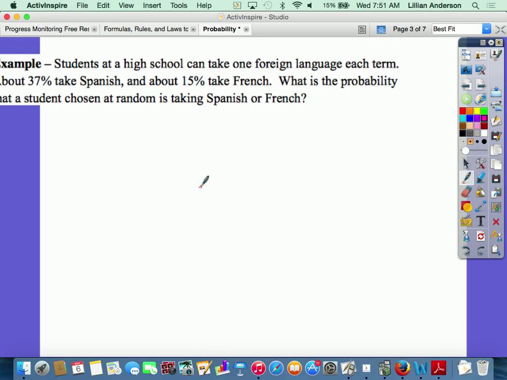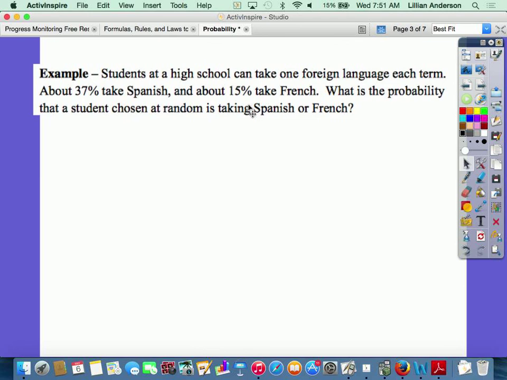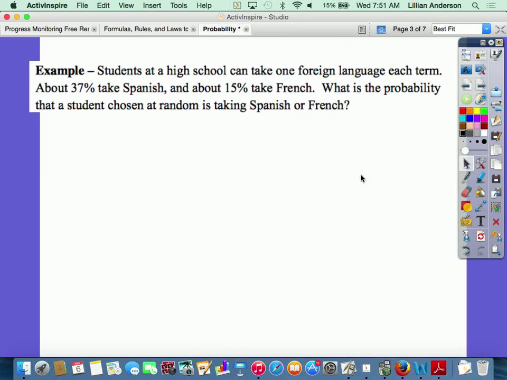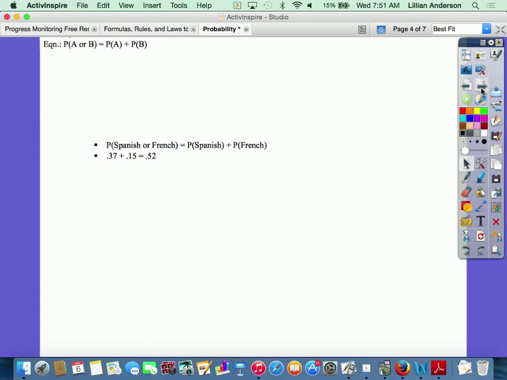Let's look at another example. It says students at a high school can take one foreign language each term. About 37% take Spanish, about 15% take French. What is the probability that a student chosen at random is taking Spanish or French? Okay, now this is an example of the same thing.